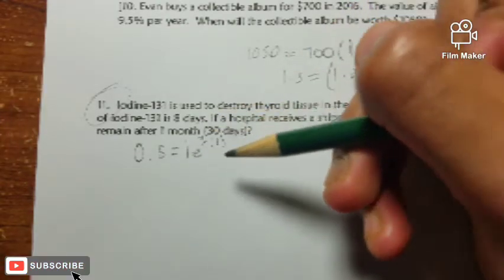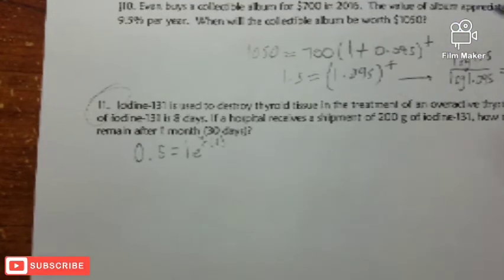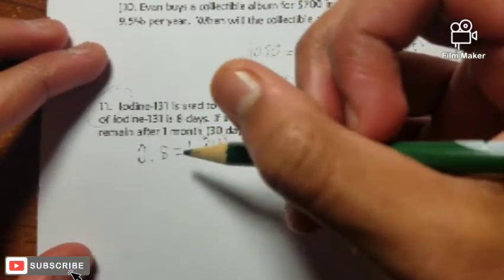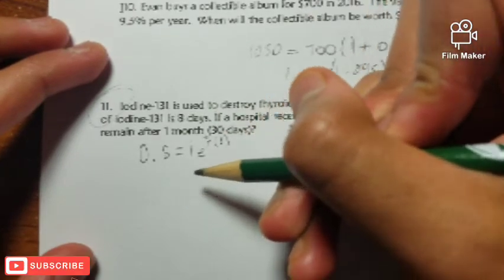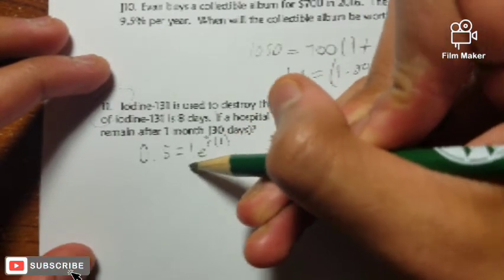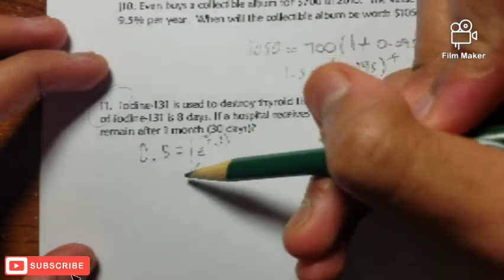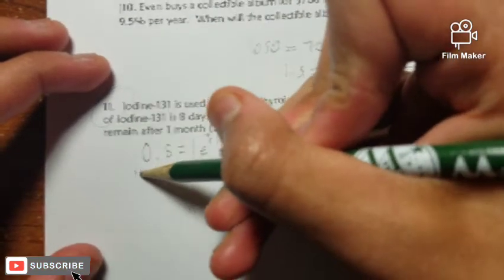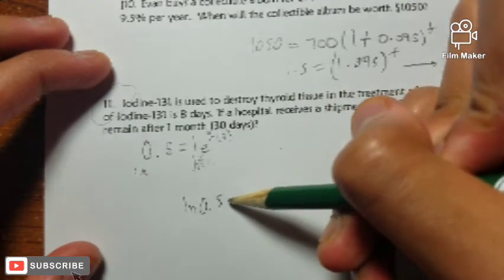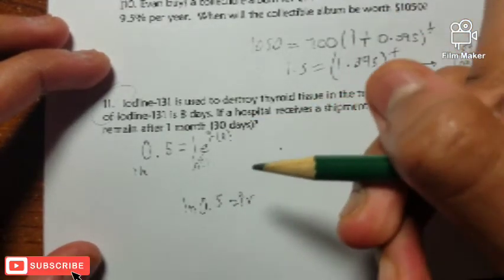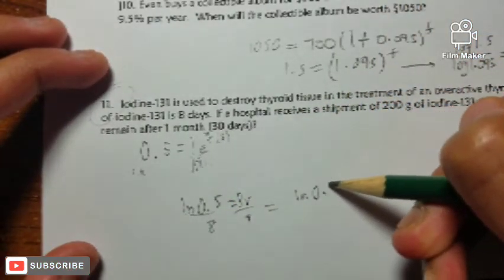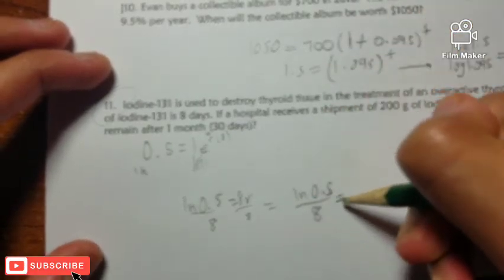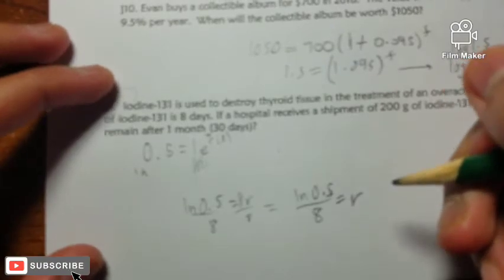So if we can find this rate, do not round this rate number right here, we can answer the rest of this question. Basically what we do is simple. 0.5 divided by 1 would be 0.5 still. And then to take the e out, we do natural log on this side, and we need to do natural log on this side as well. Natural log of 0.5 equals 8r. Divide by 8, divide by 8. Now we have ln 0.5 over 8 equals r.